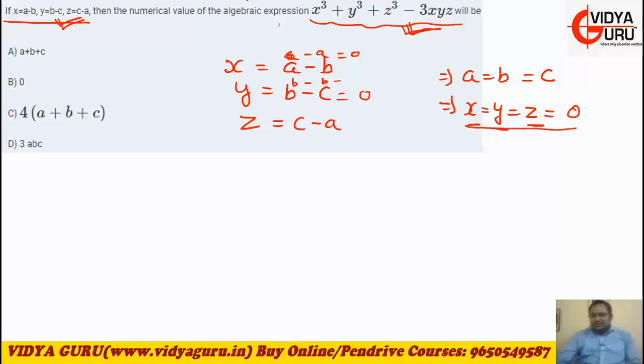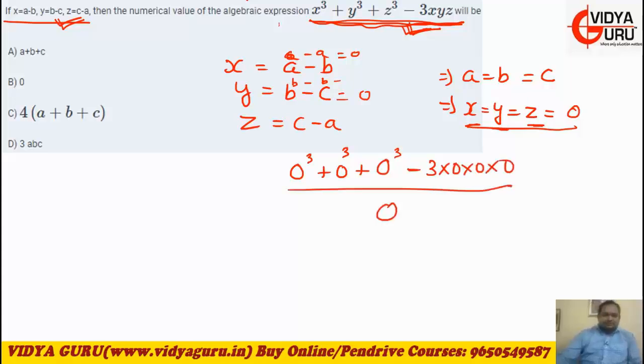So once you have reached this conclusion, it will hardly take you 5 seconds to solve this. So x cube, that means 0 cube, plus y cube, 0 cube, plus z cube, that means 0 cube, minus 3 into x, y, z, 3 into 0 into 0 into 0. So the final answer is 0.